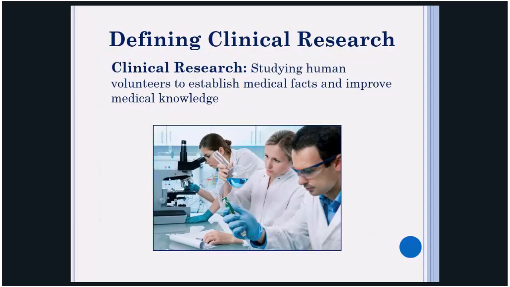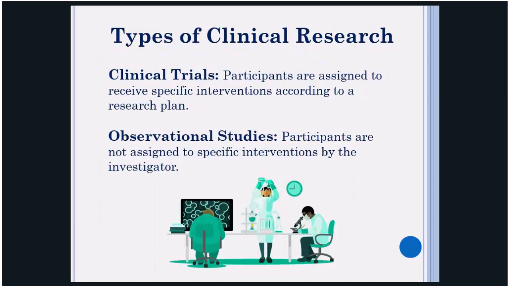So the definition that we're going to use for clinical research is studying human volunteers to establish medical facts and improve medical knowledge. There are two different types of clinical research. Clinical trials are where participants are assigned to receive specific interventions according to a research plan. You might have heard of testing a hypothesis, seeing if something works or doesn't work by comparing two different groups. That would be a clinical trial.